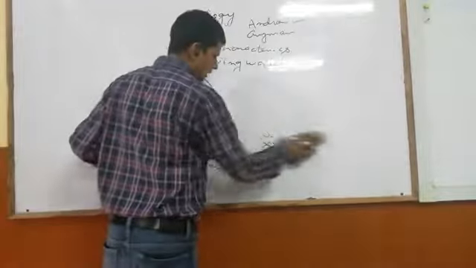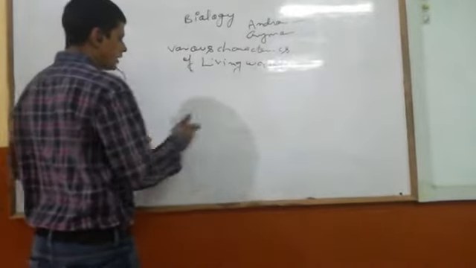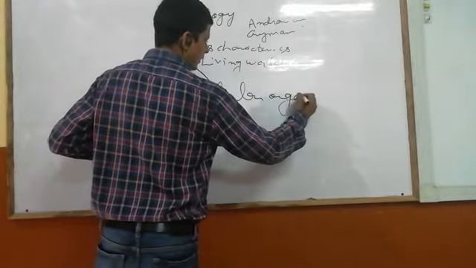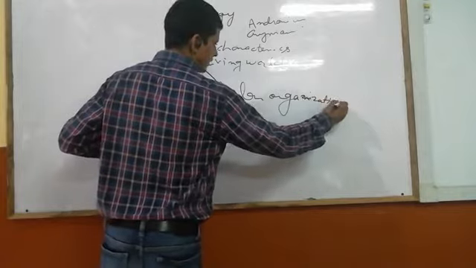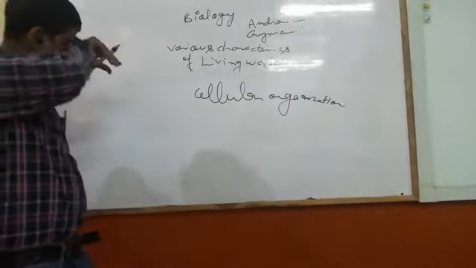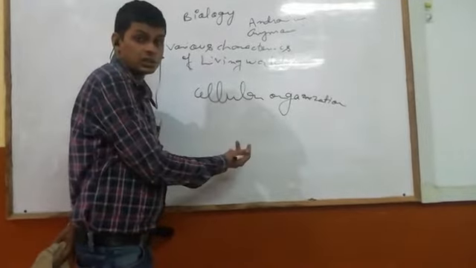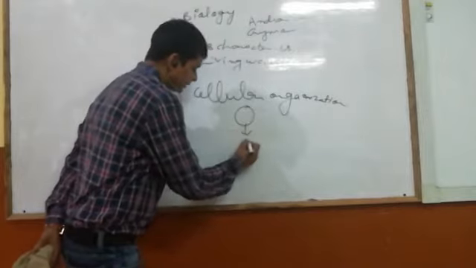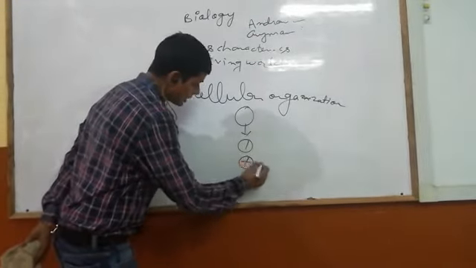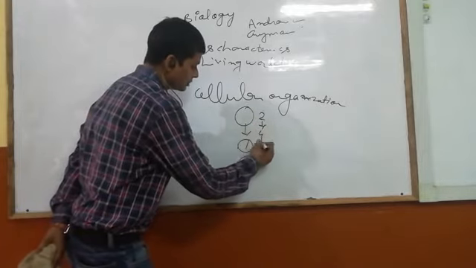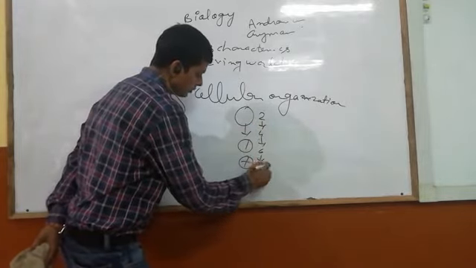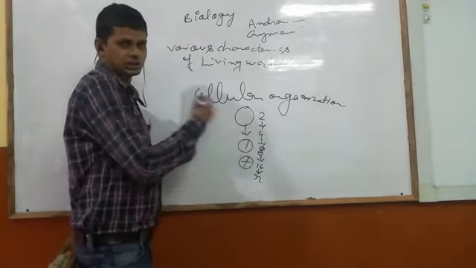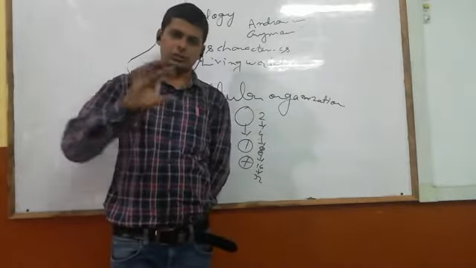Then we come to cellular organization. Cellular organization means how the cell organs develop, from one cell to two, two to four, four to eight, eight to sixteen, sixteen to thirty-two. Like this is the organization and development of cells.